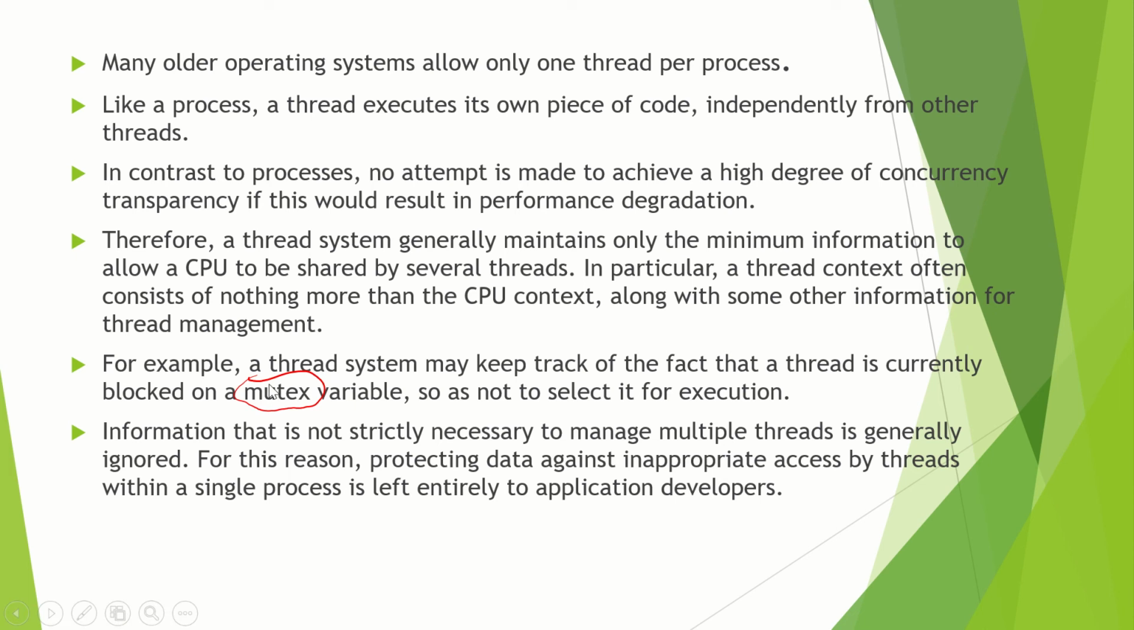So a mutex is actually a lock, because if you have a critical section that only one thread can run at any time, you can use a mutex lock. This happens on the shared resources. Information that is not strictly necessary to manage multiple threads is generally ignored. For this reason, protecting data against inappropriate access by threads within a single process is left entirely to application developers, not the OS. Okay.